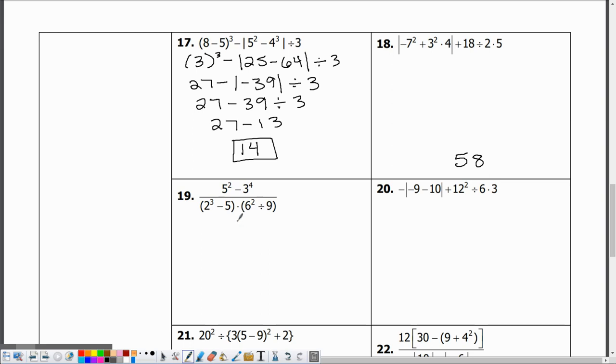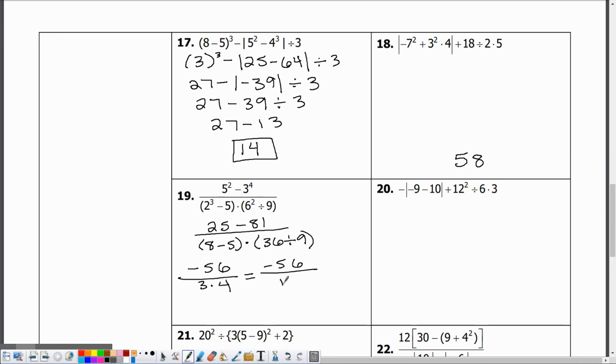So the work for this one, you're going to have 25 minus 81 all over 8 minus 5 times 36 divided by 9. All right, so then we have negative 56 all over 3 times 4. And that's negative 56 divided by 12, which when I reduce that fraction, I end up with negative 14 thirds.